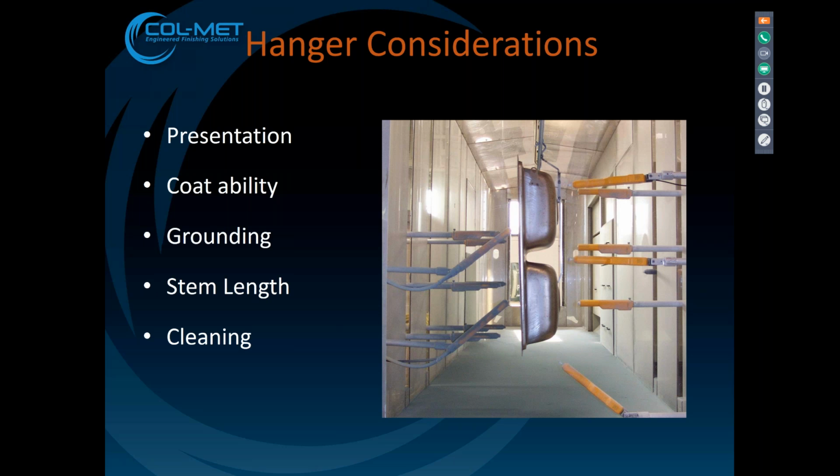Another big consideration is stem length, hanging from the conveyor to the application area. We need to make sure that there's adequate stem length so we don't spray into the conveyor slot as we're coating the product, thereby propelling powder outside of the application booth and also coating the conveyor. And a consideration on your hooks and hangers is how easily can we clean them? How easily can we remove the powder or liquid coating from them when it comes time to clean them?